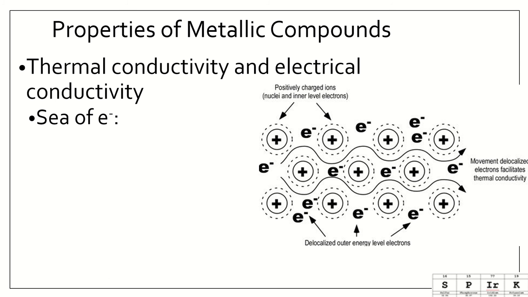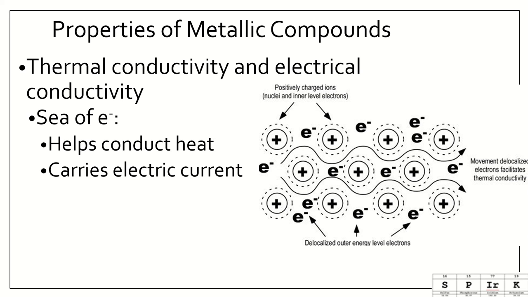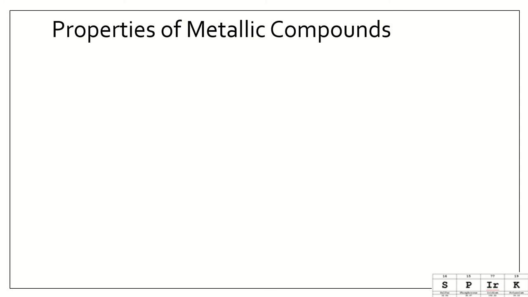So another property is that metals are very conductive, both with thermal and electrical energy, and that's because of the sea of electrons. The sea of electrons helps conduct heat, and it carries that electric current. Again, it's allowing those electrons or heat energy to flow through that lattice because of the delocalized sea of electrons.